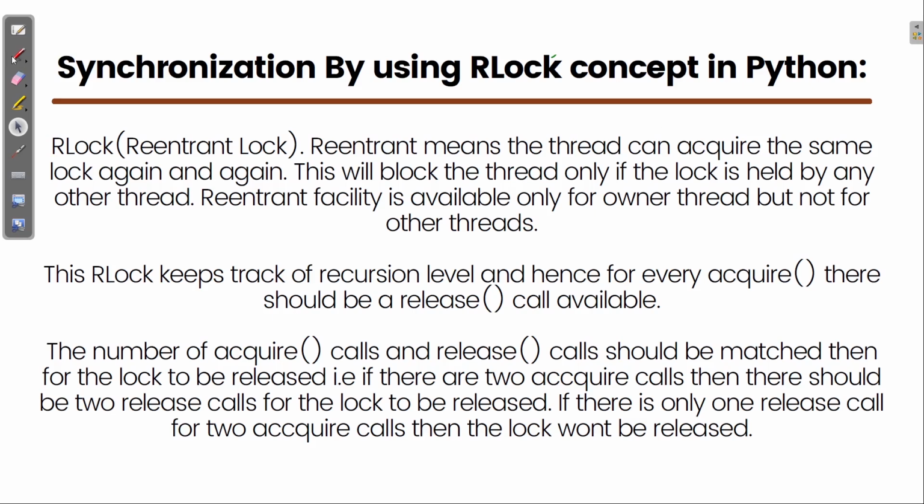Okay, when we were using the simple lock class, there was one problem. We know that only one thread can acquire one lock. But what if the same thread is trying to acquire that lock again? Or, in the case of recursion, what is recursion? Recursion is a function calling itself.